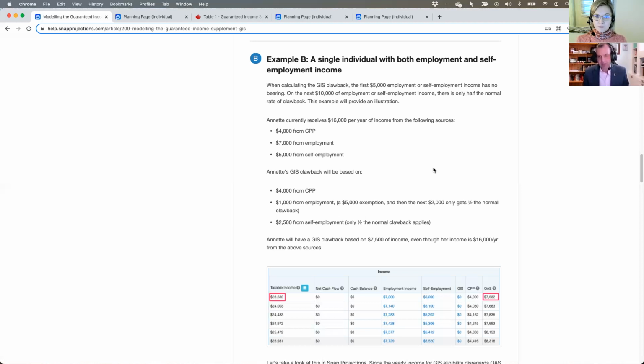And then, because we love our complexity, between $5,000 and $15,000, you only have half the rate of clawback on your GIS. So a simple example, if you had somebody with $15,000 of employment income or self-employment income, their first $5,000, no problem. The next $10,000 would create a clawback equivalent to, let's say, $5,000 of RIF withdrawal.